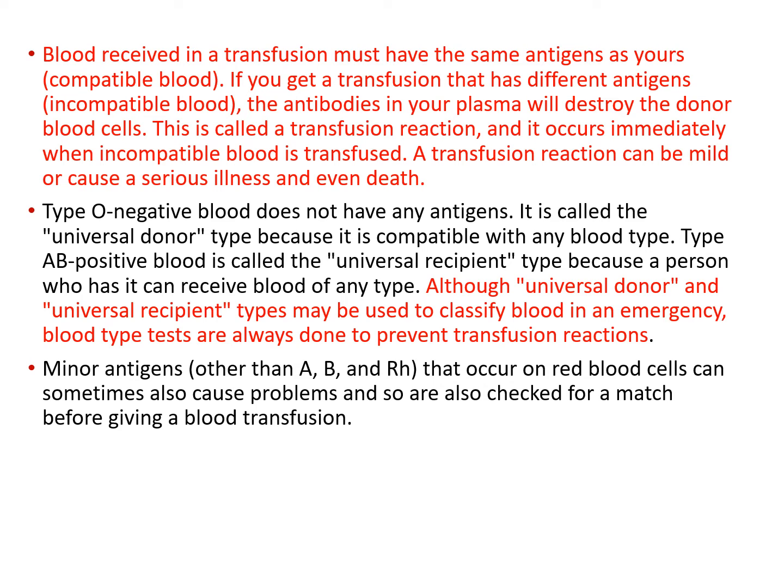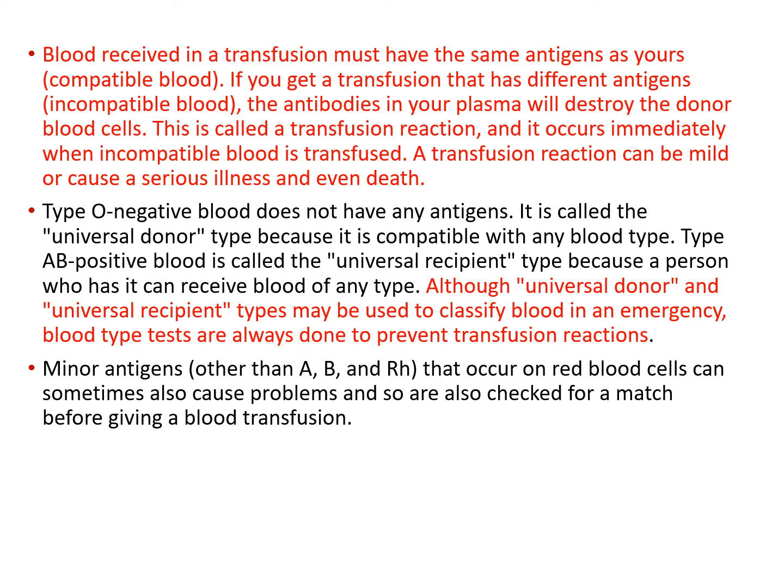It is called the universal donor because it is compatible with any blood type. And then type AB positive blood is called the universal recipient because a person who has it can receive blood of any type. So even though we're using terms like universal donor and universal recipient, you still have to make sure that all the blood typing that needs to be done has been done to prevent any type of transfusion reactions.